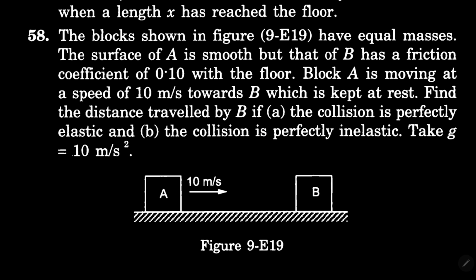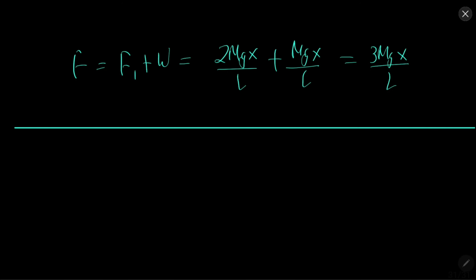In question 58, the blocks are shown as in the diagram. We need to find distance traveled by B if the collision is perfectly elastic or if the collision is perfectly inelastic. So this is solution 58.